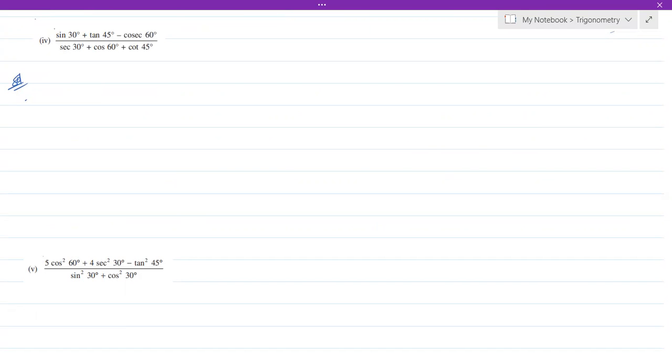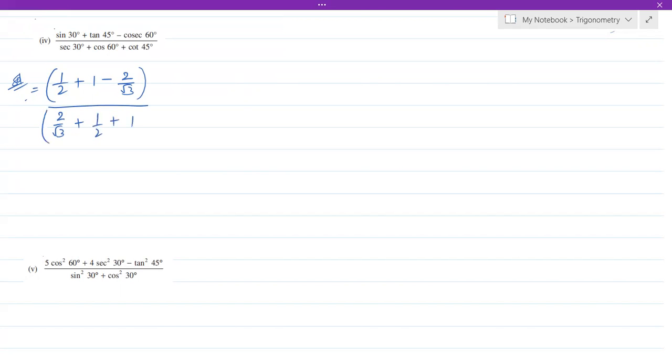In the numerator, we have got sine 30, which is 1 by 2, plus tan 45 is 1, minus cosecant 60. Sine 60 is root 3 by 2, so cosecant 60 is the reverse, 2 by root 3. That will be the numerator value, divided by the denominator value, secant 30. Cos 30 is root 3 by 2, so secant 30 will become 2 by root 3, plus again cos 60 is 1 by 2, plus cot 45 is 1.